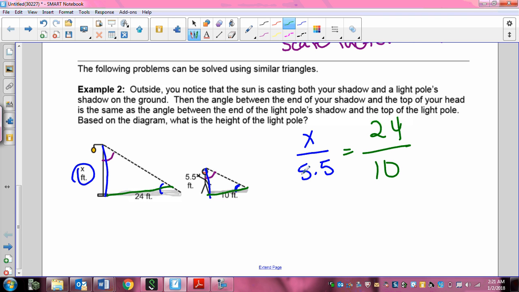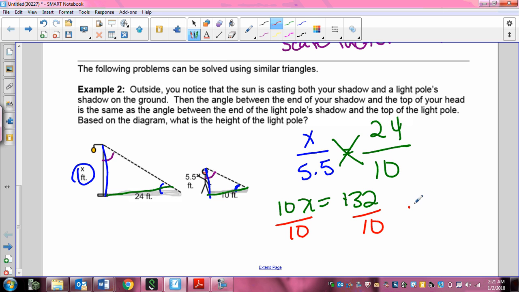Okay? And remember, what we do is we cross multiply. Whenever we have two fractions on both sides of that equality sign, we're going to cross multiply. x times 10 is 10x. 5.5 times 24 is 132. And if you divide by 10 on each side, remember whatever's multiplied by your x, we're going to divide by that number. Then our x is equal to 13.2.